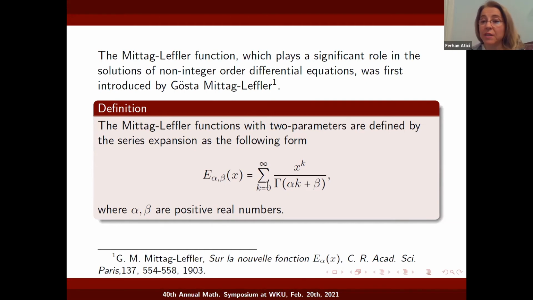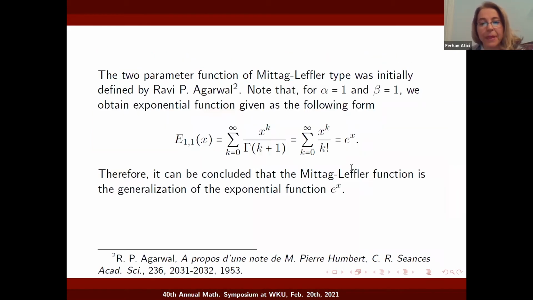This function generalizes the exponential function that we all know. If you take alpha and beta as 1 here, then you have the power series of the exponential function e to the x. Later, Ravi Agarwal, in 1953, generalized the Mittag-Leffler function to two parameters, and he defined it with two parameters. That's what he did.